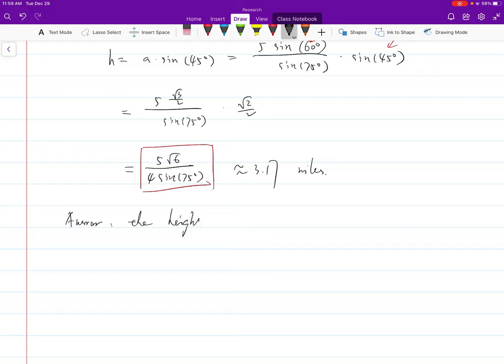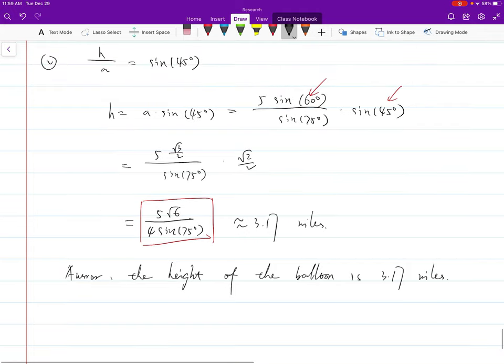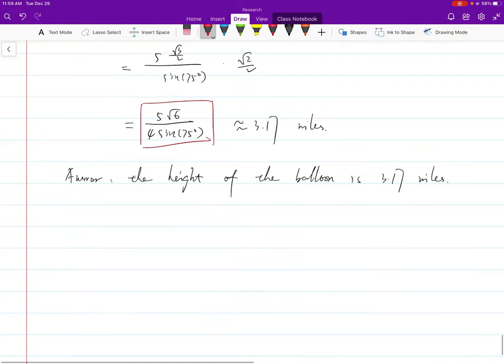The height of the balloon is 3.17 miles. By the way, I haven't mentioned it before. So every time you start to answer a word problem, you will need to put your answer in words.